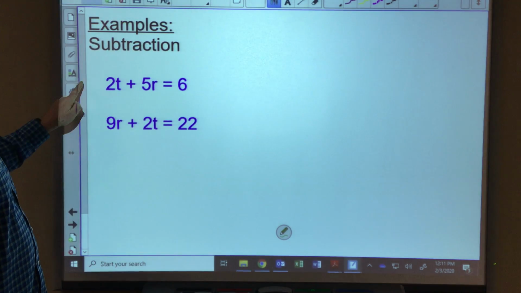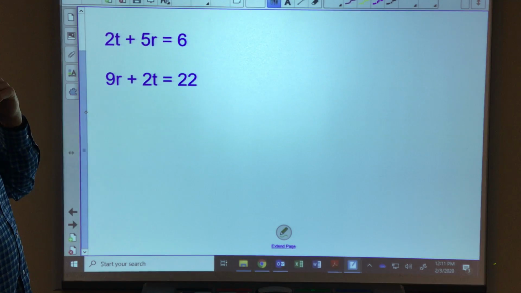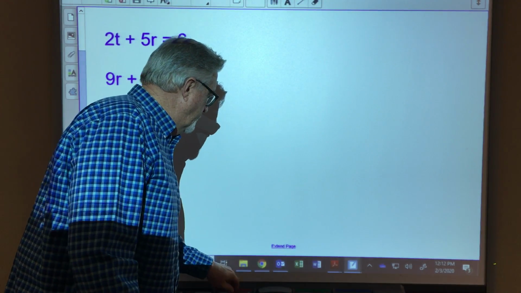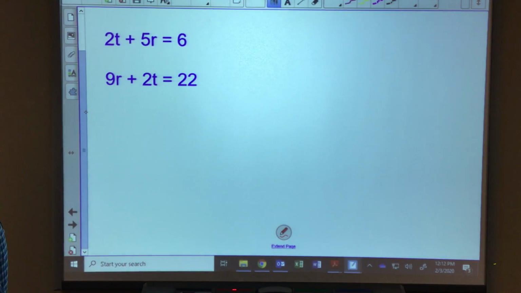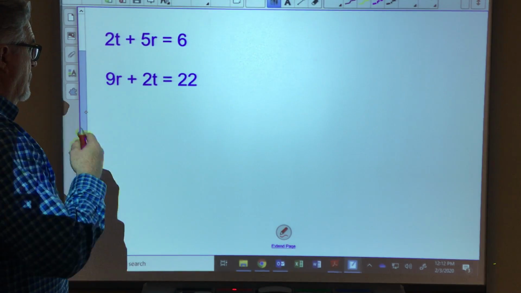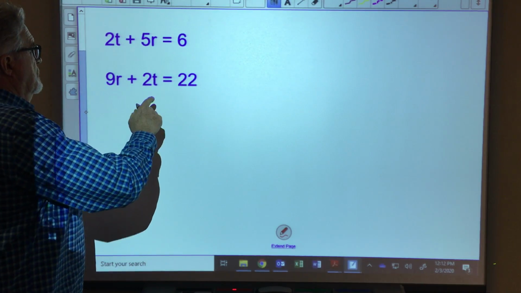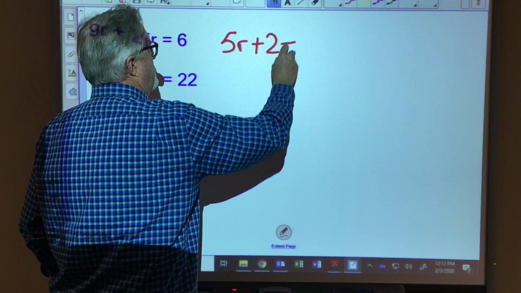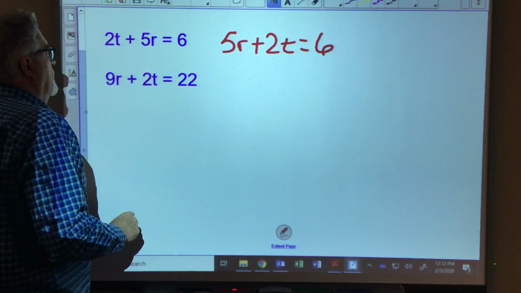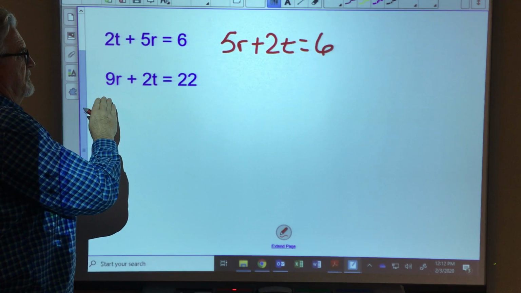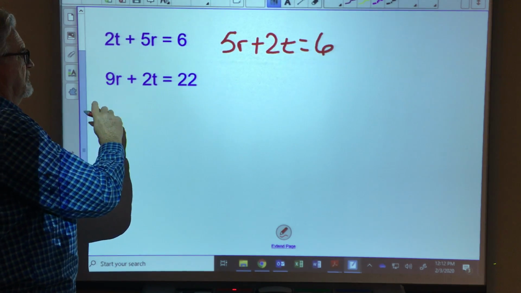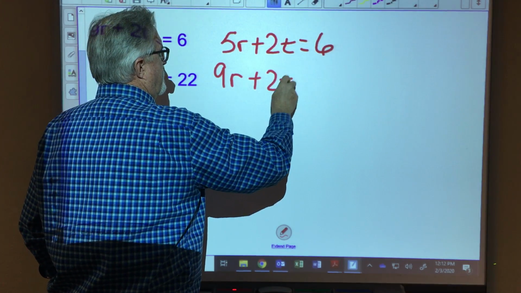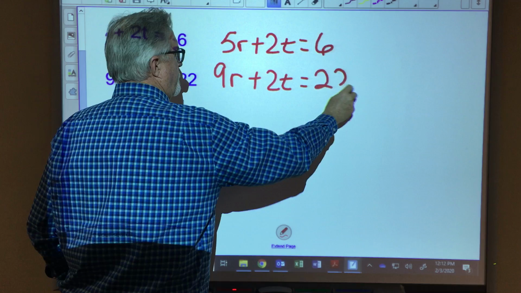Let's take a look at when we would have to subtract. All right. On this one, when I look, my like terms are not lined up. So the first thing I want to do is set it up to where they are lined up. I'm just going to rewrite the first one as 5r plus 2t is equal to 6. And I'm going to rewrite the second equation. I don't have to change anything in it. So we're going to start out with 9r plus 2t is equal to 22.